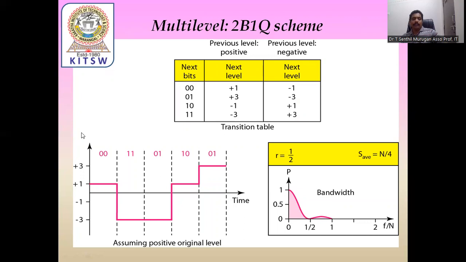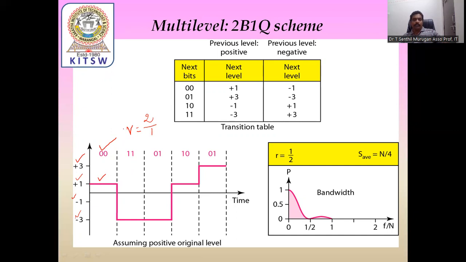Here, how to represent it? In this diagram you see plus 3, plus 1, minus 1, minus 3. So 4 different levels are used, but a single signal represents 2 bits. What is the R value? R is 2: the data elements are 2 and the signal element is 1. So the R value is 2.